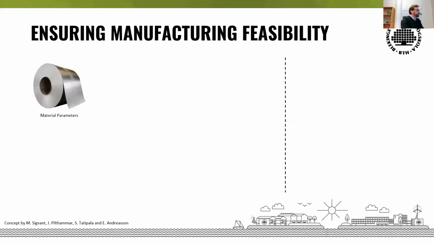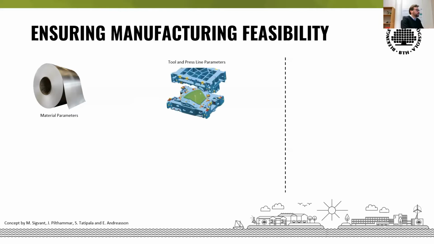The inputs to the model are, first of all, the material that we're going to use. We are doing extensive experimental testing on the material to obtain its different mechanical properties. We have knowledge about the tools that we have in the press and the press line parameters, meaning how fast it's going, and how big a force it is exerting on the sheet upon closing. And we want information about the friction between the blank and the tools.